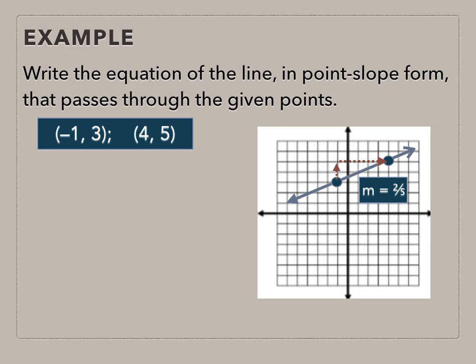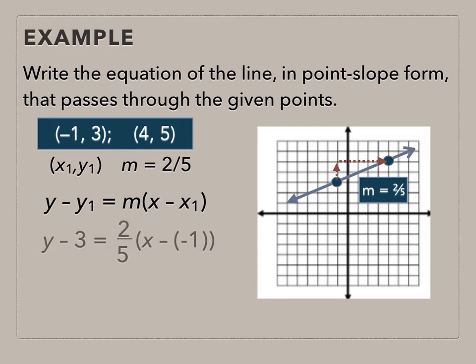All right, we have 2 points. We can choose either one in our formula, and we have a slope. So we'll choose the first point, the -1, 3 as x1, y1. Let's substitute in place of the formula. So it's y minus 3 equals 2/5 times x minus -1. We are going to just simplify that by writing y minus 3 equals 2/5 times x plus 1. And we have completed the task. We've graphed the line. We've written its equation in point-slope form.